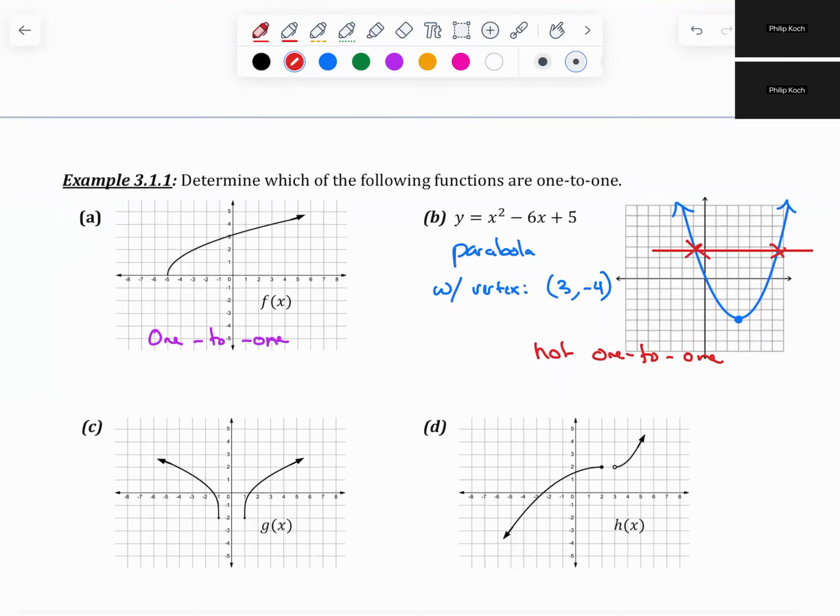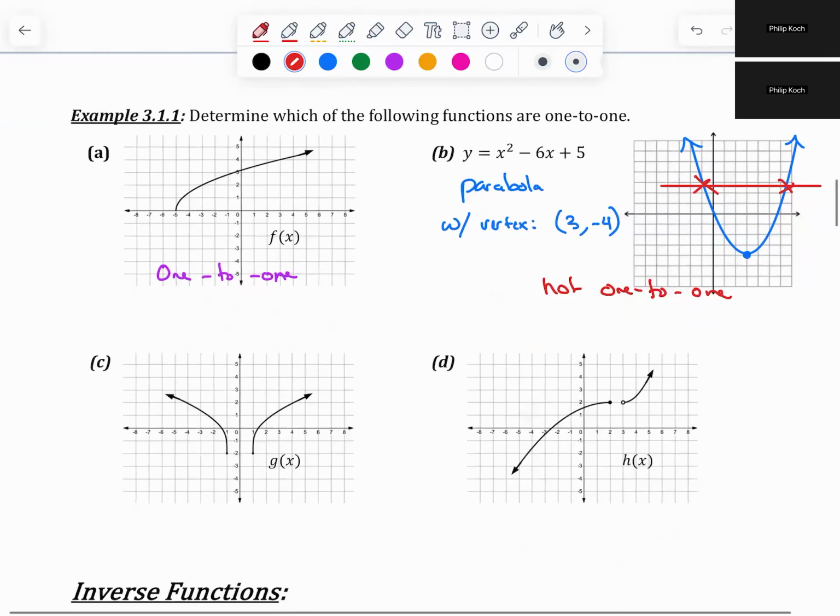Part C, oh yeah, JT. They are still parabolas. Depending on your teacher, some 127 instructors skip it, but there are sideways opening parabolas. They're no longer functions, but they are still parabolas. Part C, not 1-to-1.